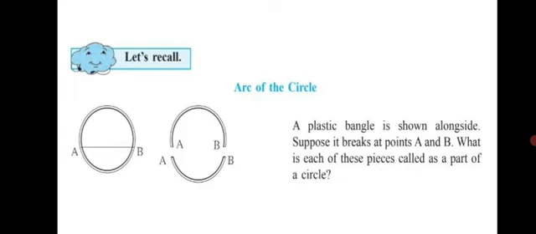Let's recall. A plastic bangle is shown alongside. Suppose it breaks at points A and B. What is each of these pieces called as a part of a circle? Yes, they are called arc of the circle.